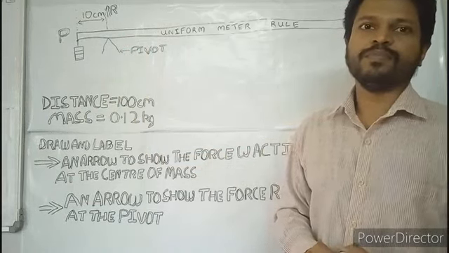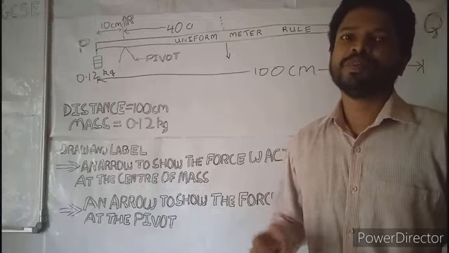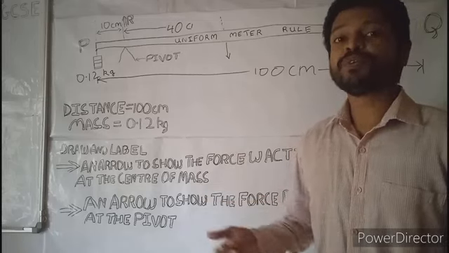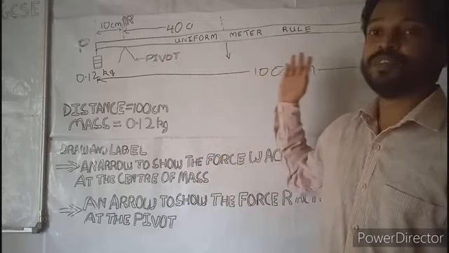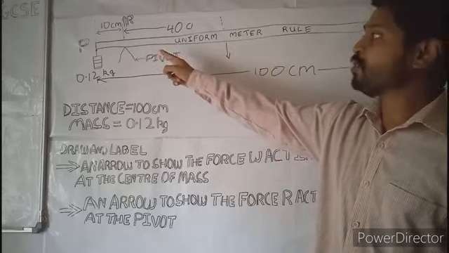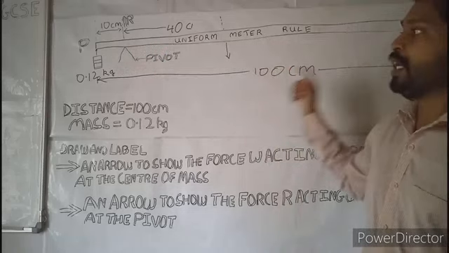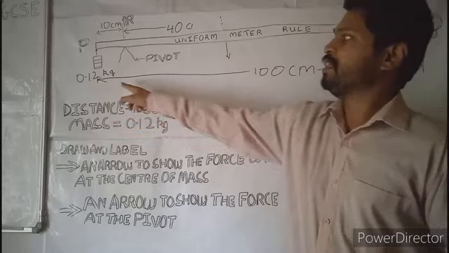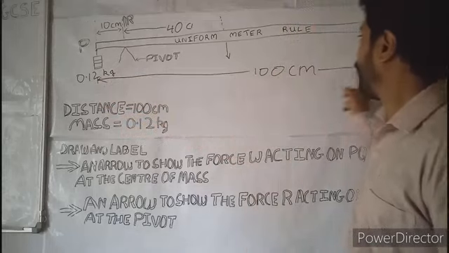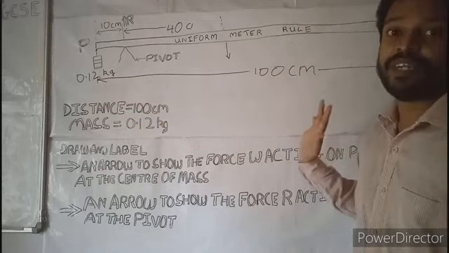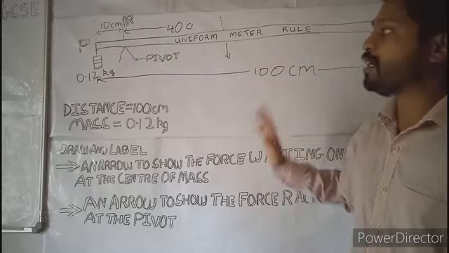Hello students, in the previous lecture we had taken question 2a. Now we are coming to question 2b, and this is the question 2b. This is a figure you have seen already. It shows a uniform meter rule, PQ. The distance given in the question is 100 centimeters, that means from the point P to the point Q it is 100 centimeters.